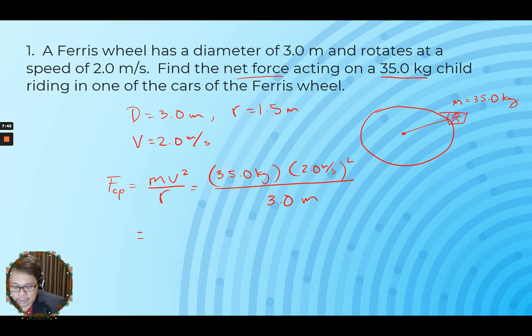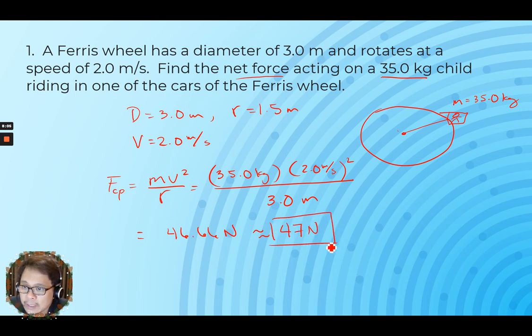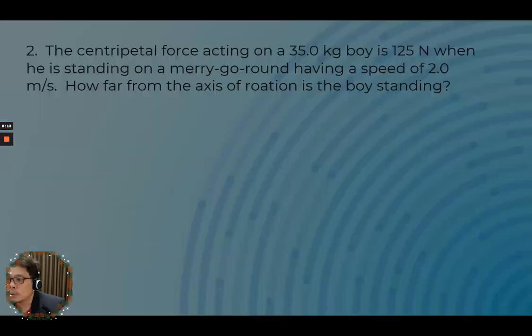So let's use your calculator. 35 times 2 squared divided by 3, you get 46.66 newtons. So we round this off to two significant figures. You get 47 newtons. That would be the net force acting on the 35 kilogram child. Okay, let's go to the next.